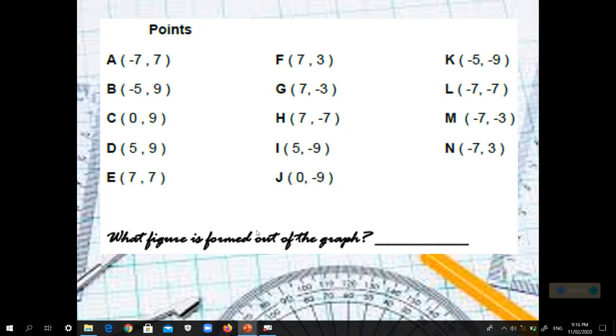Okay? Kindly screenshot here or copy while you are watching the video. And then, plot the points again on the Cartesian plane. And you have to answer this question: what figure is formed out of the graph, because you are going to connect the points from A, B, C, D, E, F, G, H, I, J, K, L, M, N. Then you will form a figure. Okay? So you are going to connect the letters consecutively. Okay? So if you don't have any question, that's all for this.